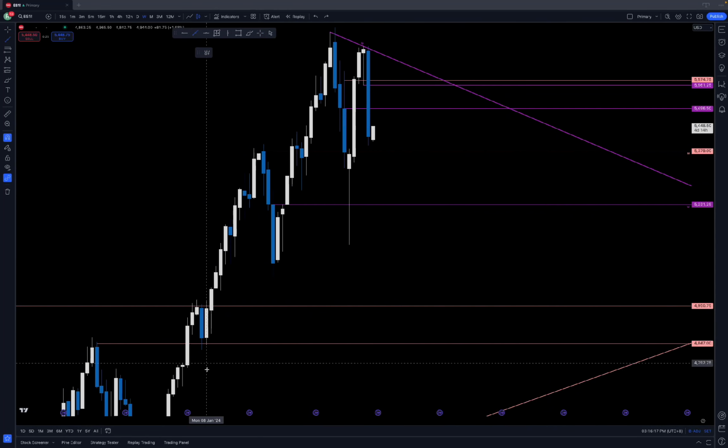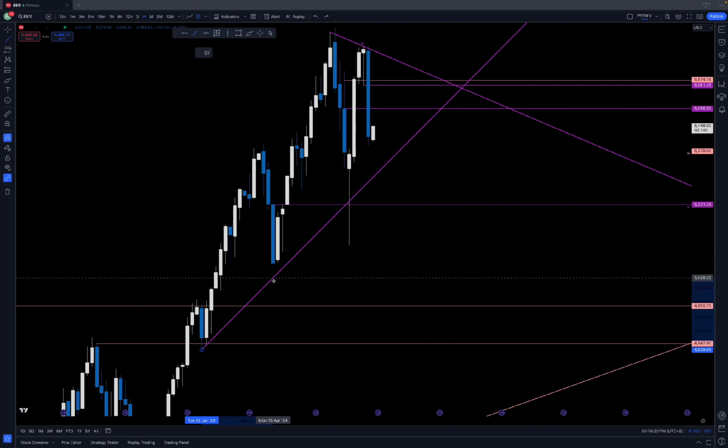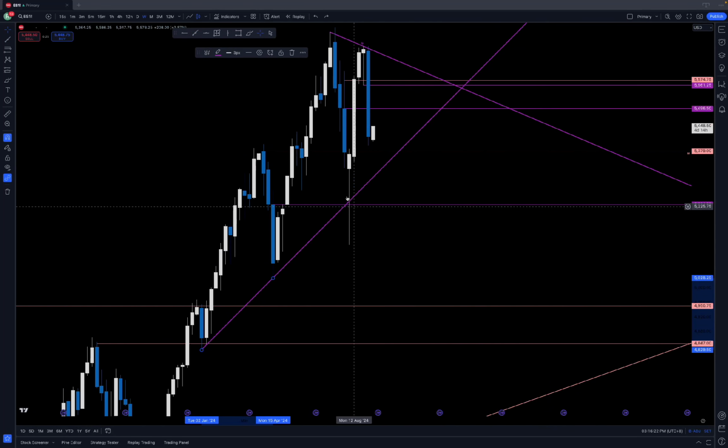We do have a weekly trend down here, but this trend we did test, this was created, tested. Next time we need to be respected. It would need to be respected. So I'm looking at least for this move to get somewhere down to the trend here.